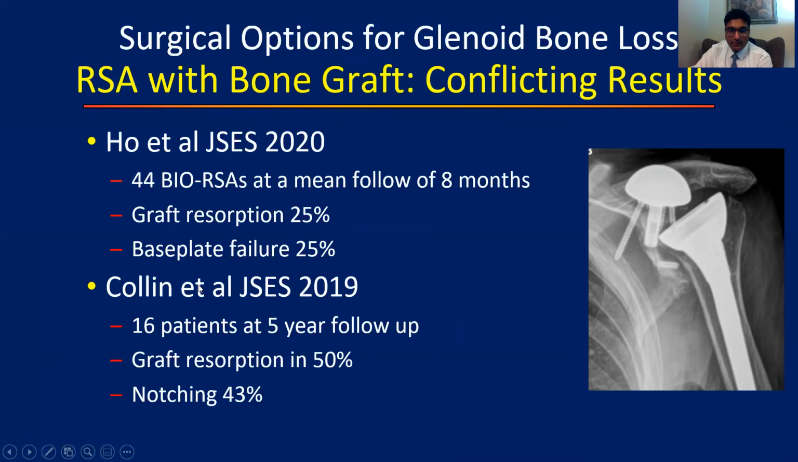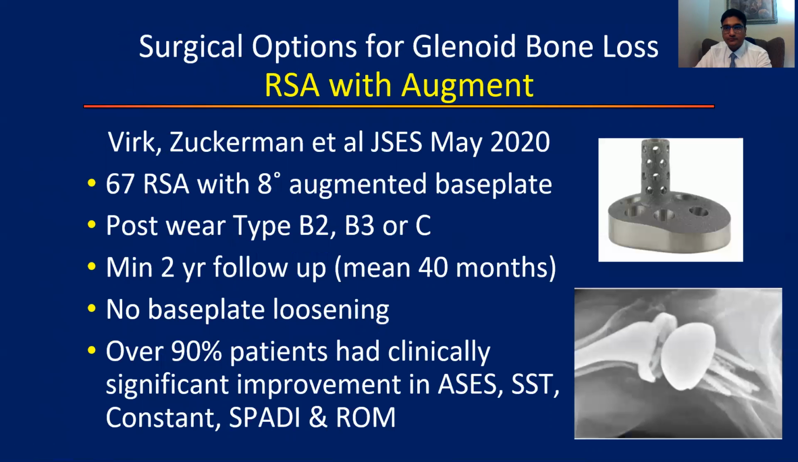Collin et al., published last year, looked at 16 patients, which was a part of a bigger study. But the 16 patients who had a bone graft at a 5-year follow-up, they found half of the patients had graft resorption. Again, kind of emphasizing that the results of the bone graft are controversial, and more studies are coming up. In future, we should be able to make a conclusive decision whether bio-RSA or bone graft really works with different authors.